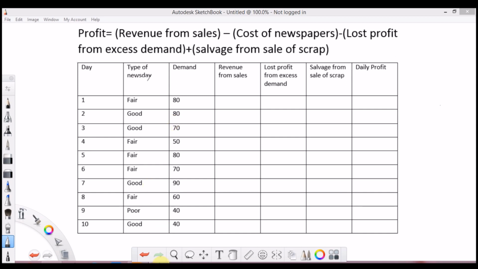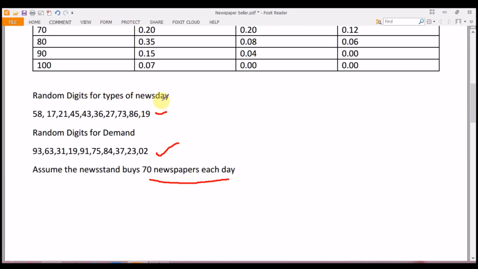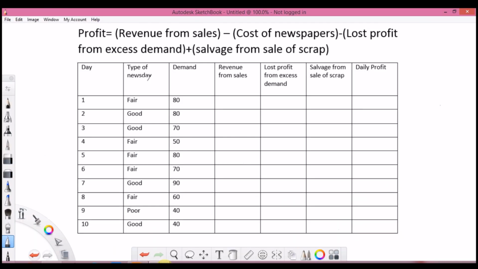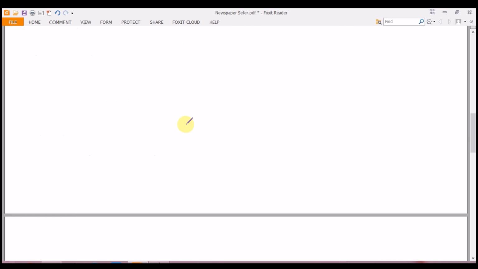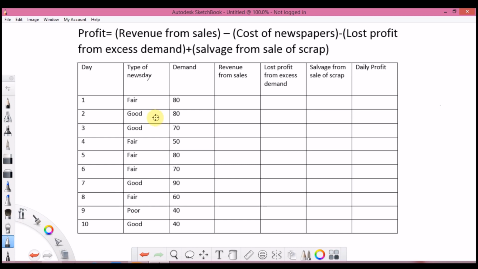So if we look at the problem, the random digits for the type of news days are 58, 17, 21 and so on. Let's see where 58 lies. 58 lies in the range here, so it's a fair day, hence I have fair here. Similarly, the next random digit is 17. 17 lies over here, 0 to 35, so that's good, hence I have good. Similarly, I fill it for all the next 10 customers and I get the type of news days.